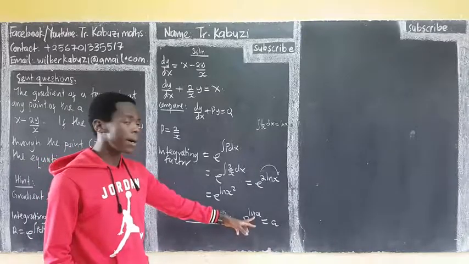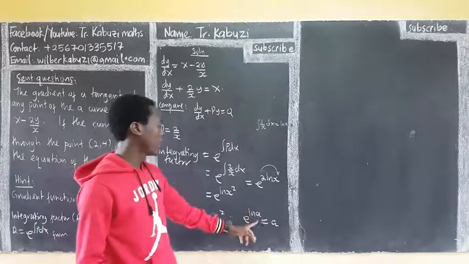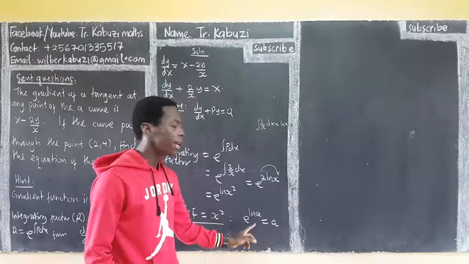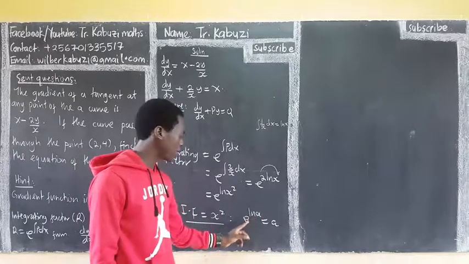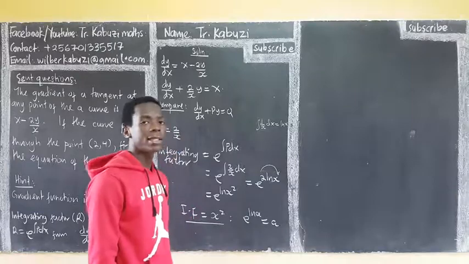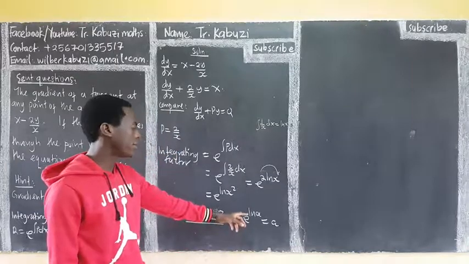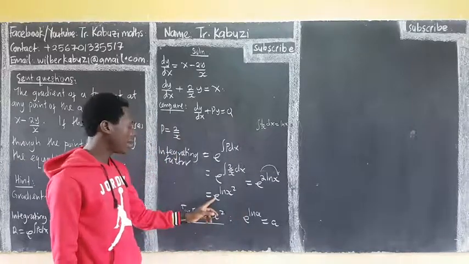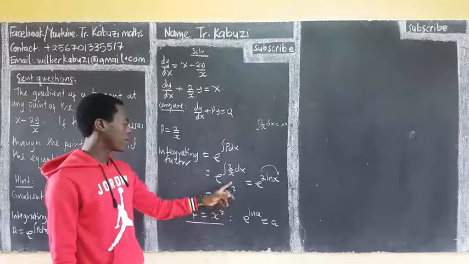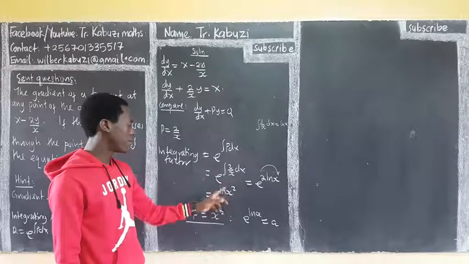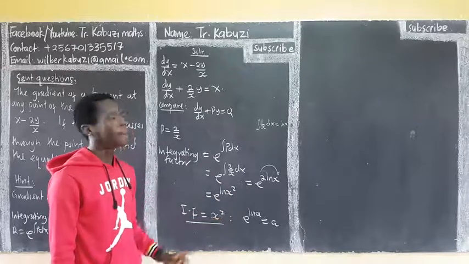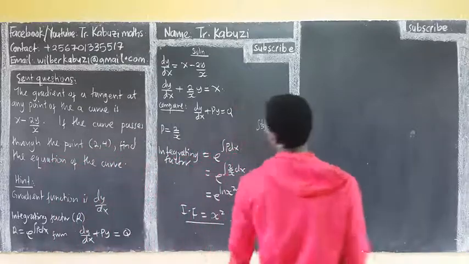So using this property here, e to the natural log of a is equal to just a, as long as the coefficient is 1. So the whole of this will be equal to just this. Now we have got our integrating factor.